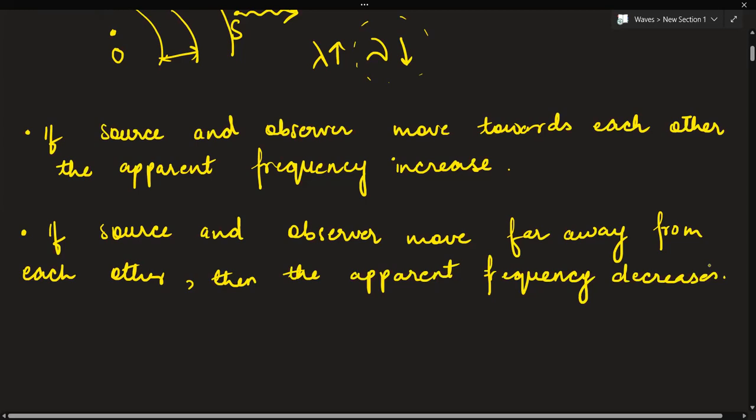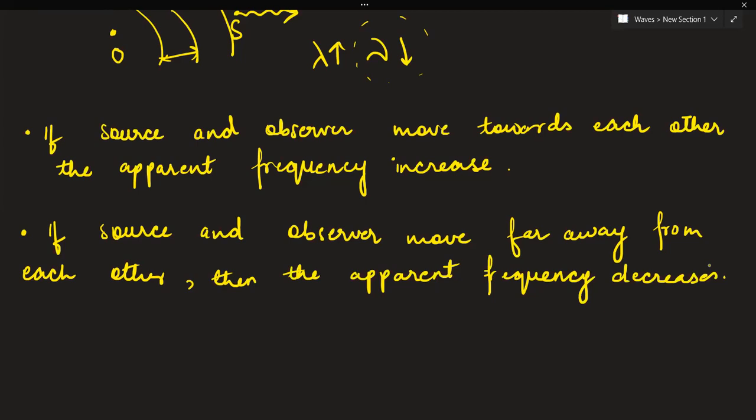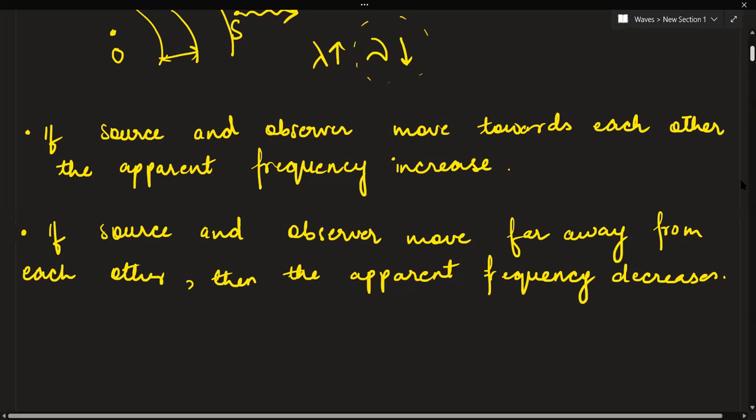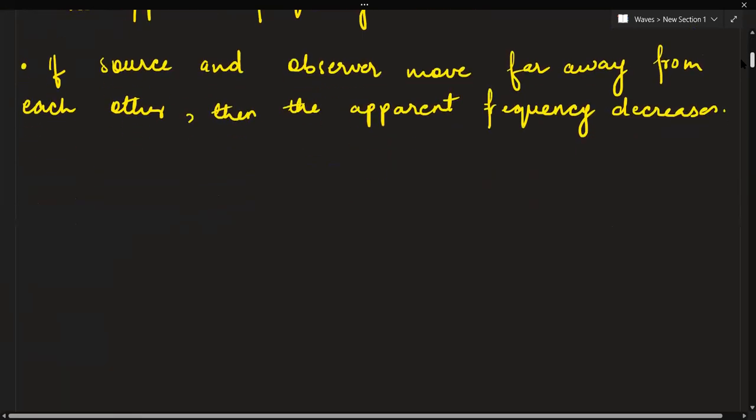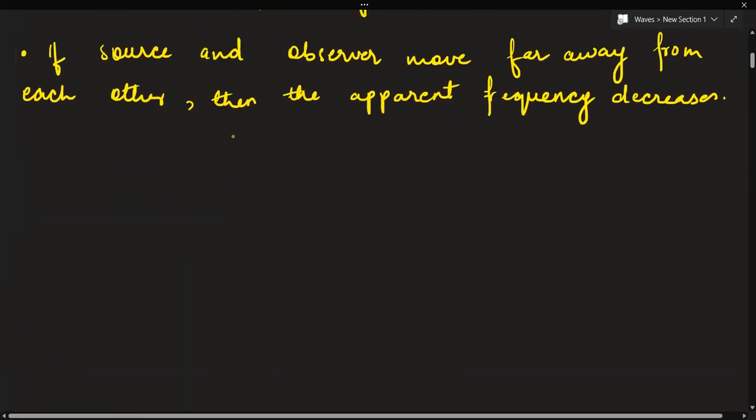So are you able to see this change in frequency because of the relative motion between source and observer? This effect is known as Doppler's effect. Is this definition clear? This apparent change in frequency due to the relative motion between a source and an observer is called Doppler's effect. Fine? Okay. Now just remember this formula as well.